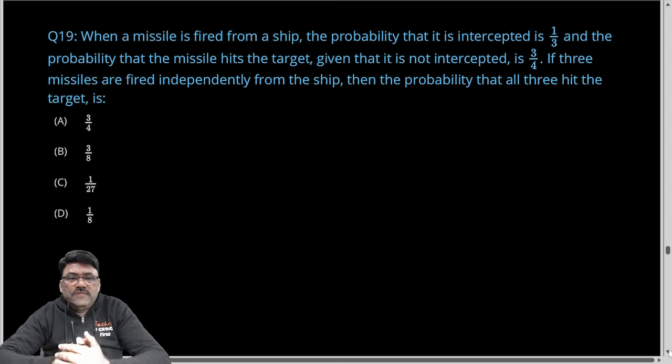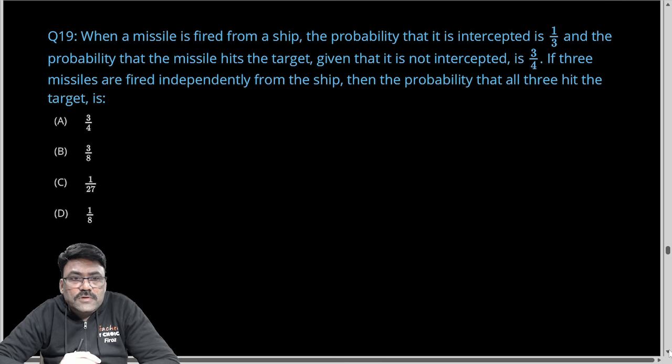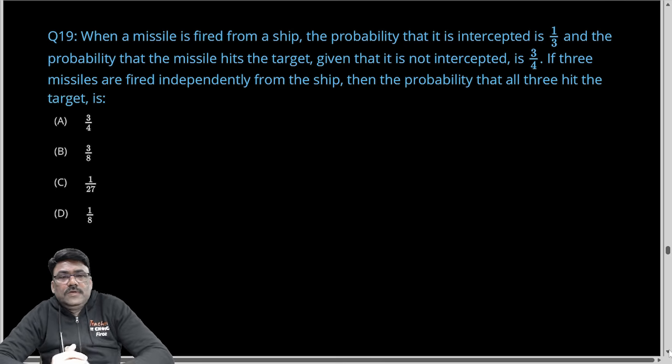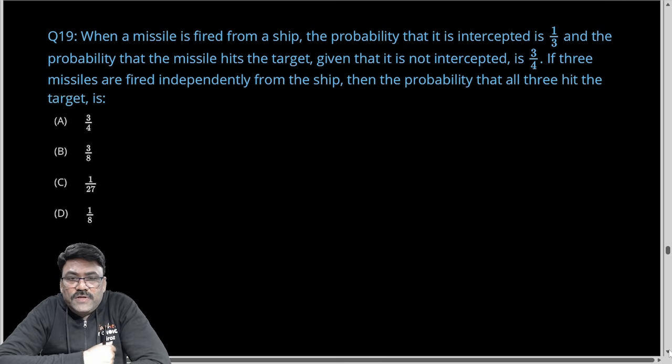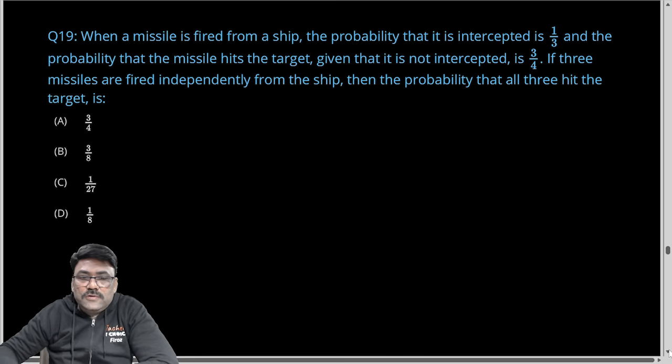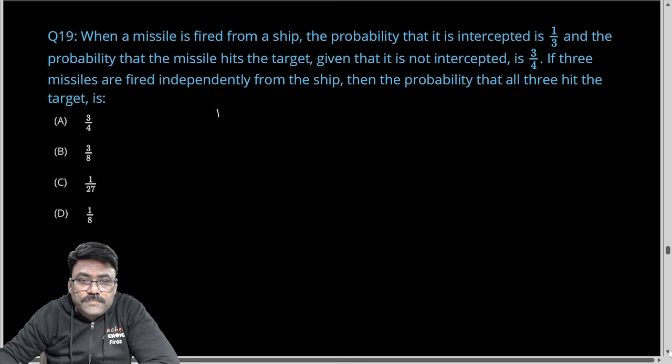Okay, see this question. This is from probability. So they are saying that when a missile is fired from a ship, the probability that it is intercepted is 1 by 3. And the probability that the missile hits the target, if it is not intercepted, is 3 by 4. Now, if 3 missiles are fired independently from the ship, what is the probability that all 3 hit the target? All 3 hit the target. So what is the probability of hitting the target?